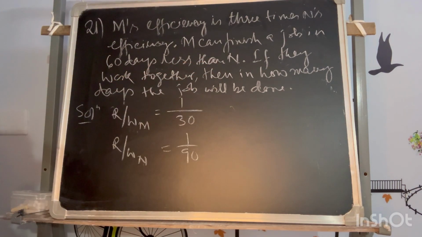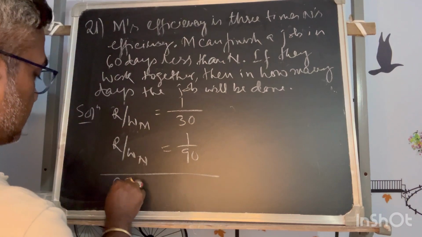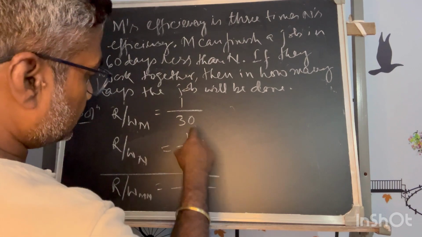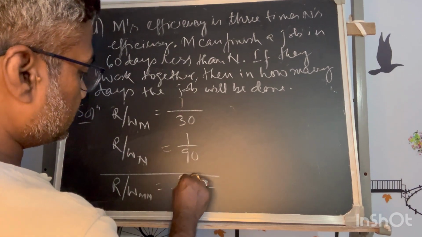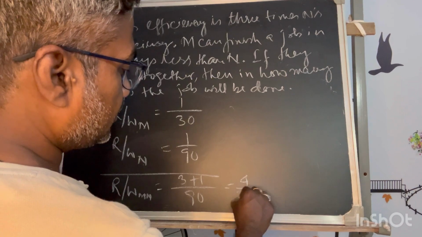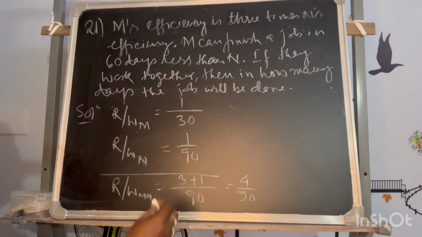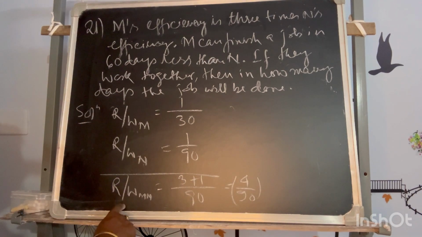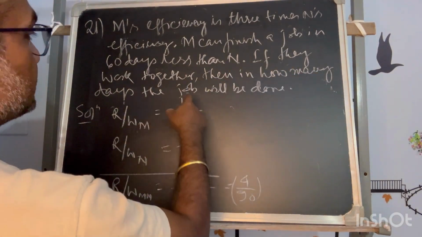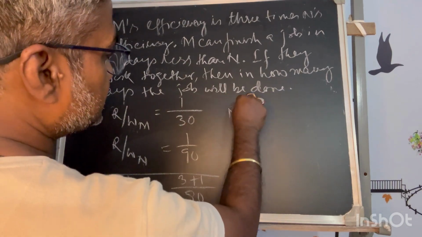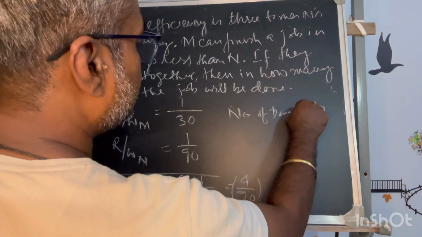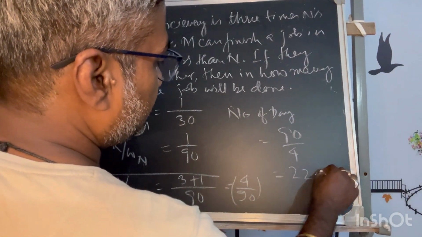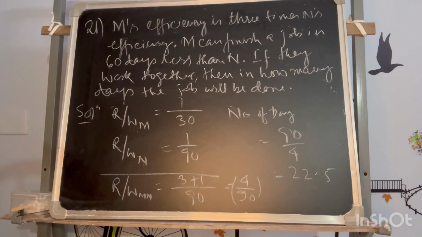Now if they work together, so work together means the rate of work of M and N when both are doing. So this will be added. When it is added, 3 plus 1 is equal to 4 by 90. So when they both work together, that is their rate of work. So how many days will the job take? The number of days is nothing but the reverse of this. So now this is 22.5 days. It will be the answer.